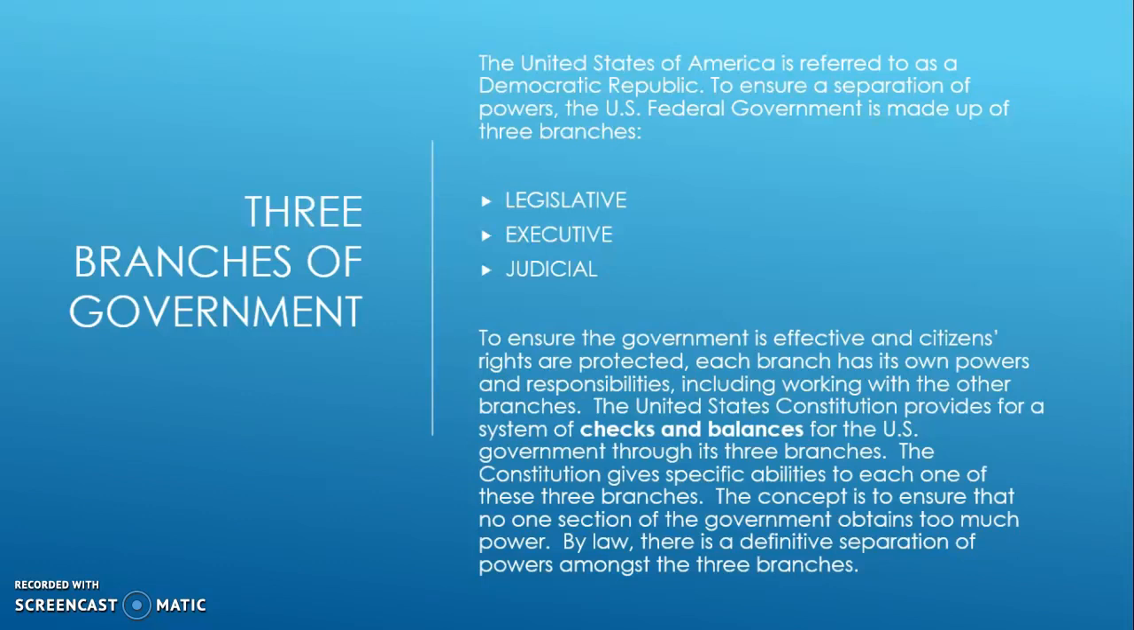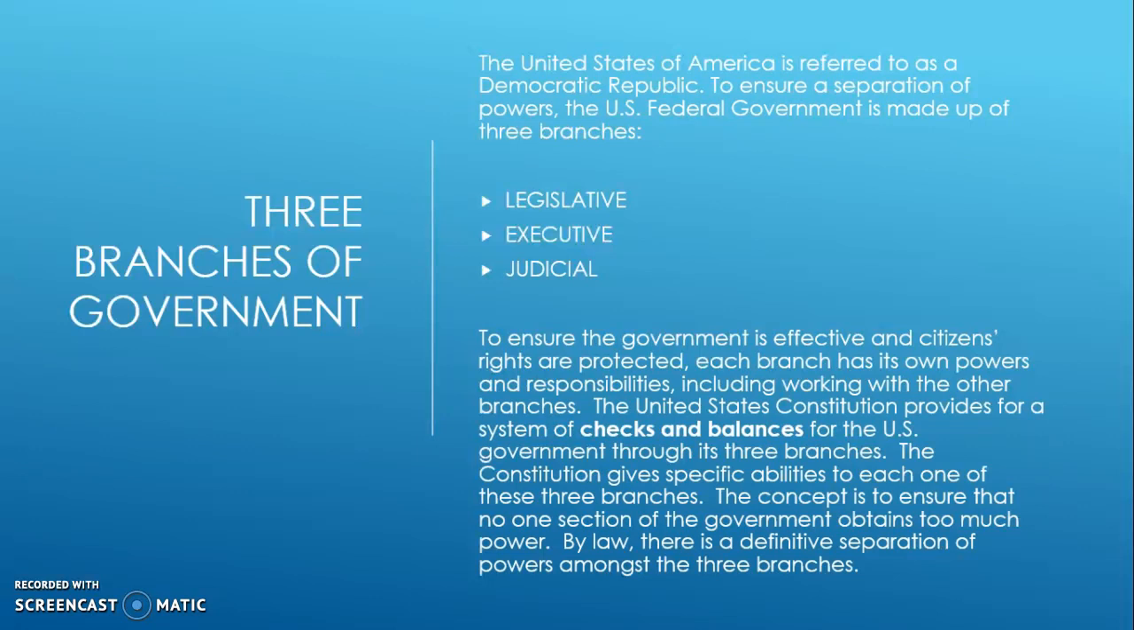To ensure a separation of powers, the U.S. federal government is made up of three branches. Those three branches are the legislative, executive, and judicial branch. To ensure the government is effective and the citizens' rights are protected, each branch has its own powers and responsibilities, including working with the other branches.